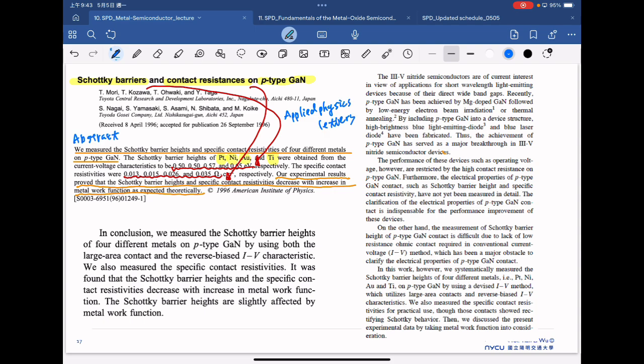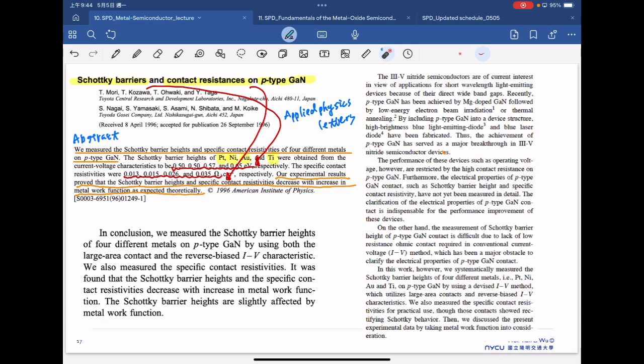What the authors try to do is measure the Schottky barrier height and contact resistance on the 4 different metals. In the end, the conclusion just shows that the results are consistent with the theory. And what is the theory? It is the theory in the semiconductor textbook, which is based on silicon. So this is a theory similar to the case we discussed.